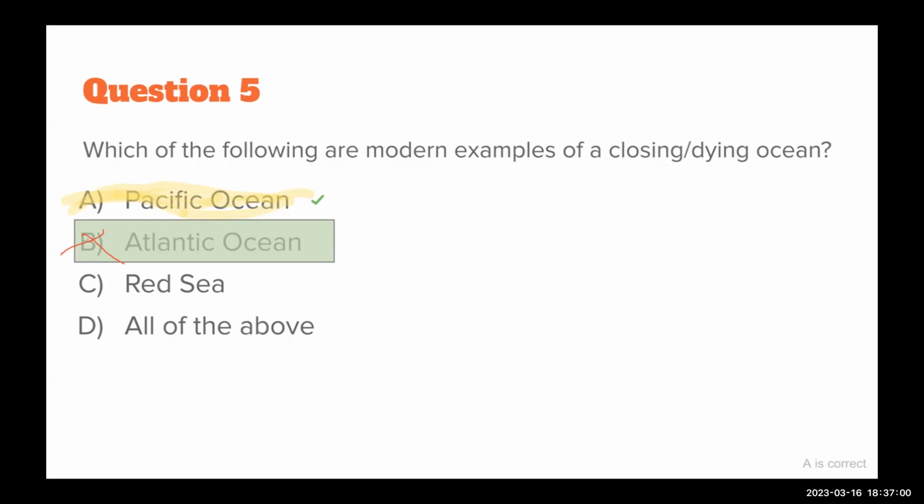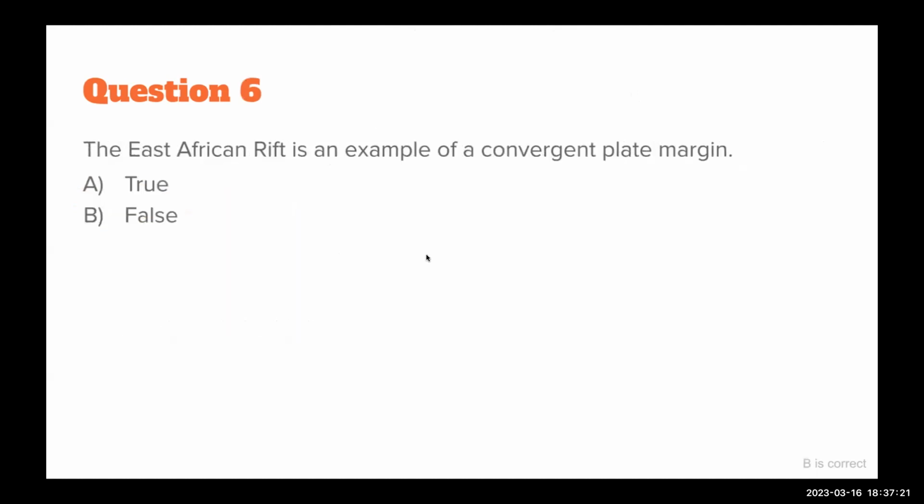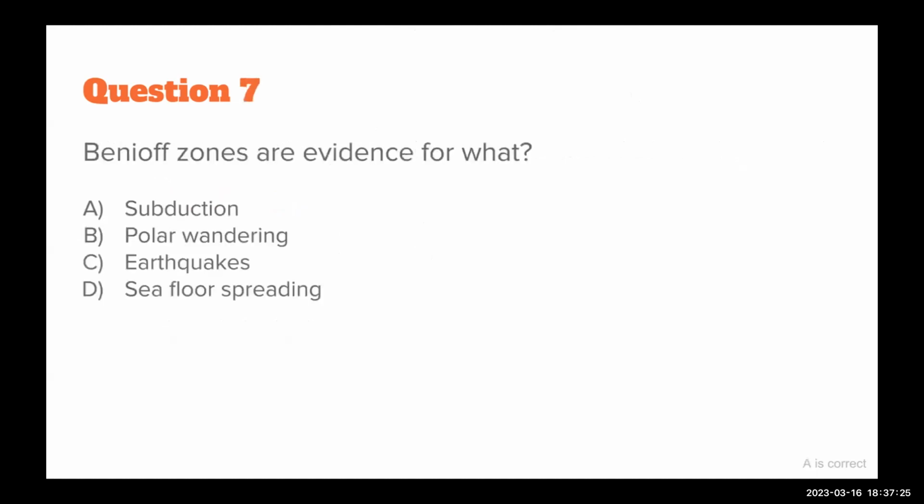Question 6, the East African rift is an example of a convergent plate margin. No, it's not. It's an example of one of the first few phases of the Wilson cycle, right? It's not yet an embryonic ocean, but it's just a rift phase. It's right before ocean forming. So false here.